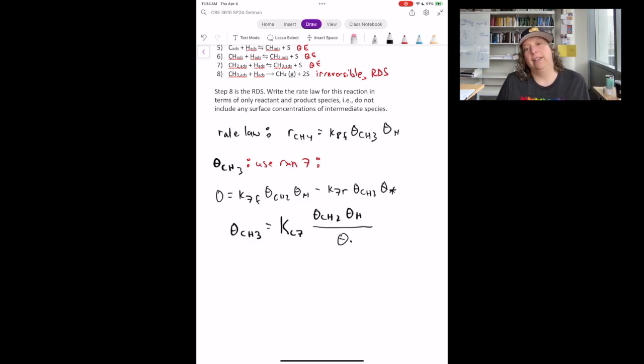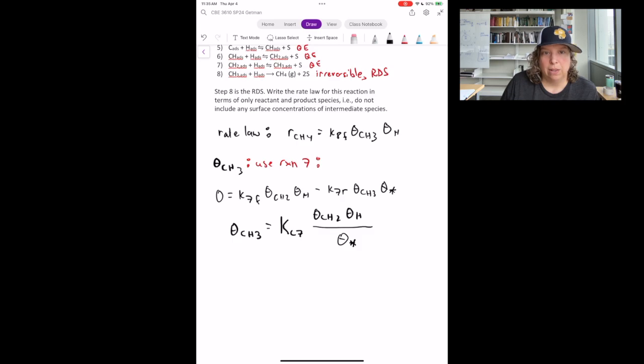Theta star is the fraction of free sites, or the number of free sites on the surface, depending on if you're normalizing by number of sites or surface area. Okay, so that gives us an expression for theta CH3, but unfortunately this brings in two new variables, theta CH2 and theta star. Let's solve for those.